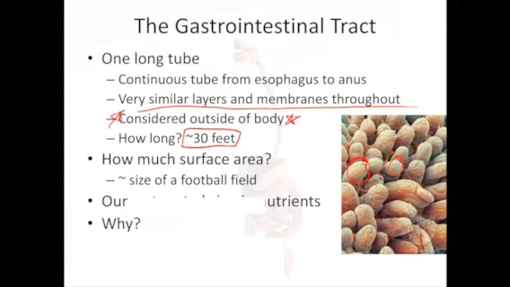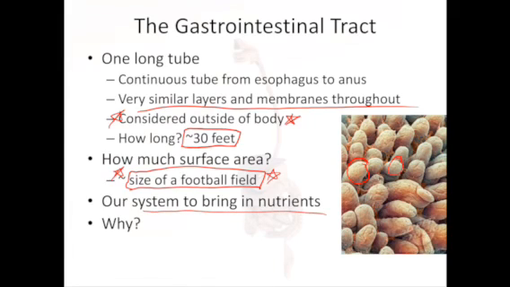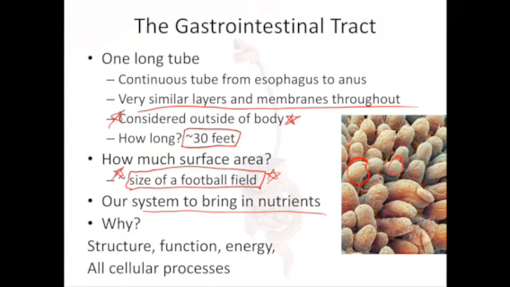And so how much surface area? It's the size of a football field. We said the lungs were the size of a tennis court. GI tract, in the size of a football field, is how much surface area. Very, very huge. And so obviously this is our system to bring nutrients into the body. Okay? And so why do we need so much surface area? Well, I already explained that one. But why do we need to bring nutrients into the body?